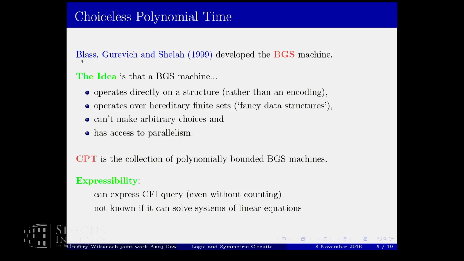Now, they showed, I think, in their original paper, or perhaps a paper just after, that CPT contains fixed point with counting, and can compute the CFI query. So it is strictly more powerful than FPC. And in actual fact, it can compute the CFI query even if you take CPT without its ability to count. So it's really powerful.